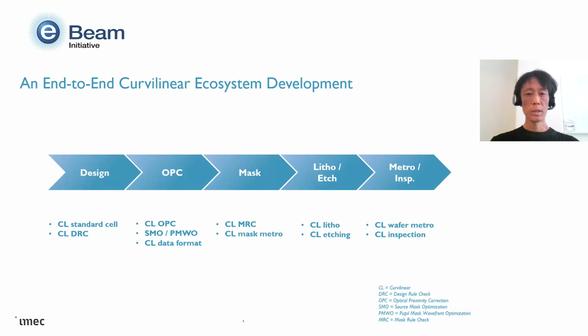The key message here is that each stage influences the others. For example, the design that improves the lithography performance may increase mask complexity, while the mask rule that improves manufacturability may limit the design flexibility. Therefore, a successful curvilinear deployment requires holistic optimization across the entire ecosystem rather than local optimization of the individual modules.